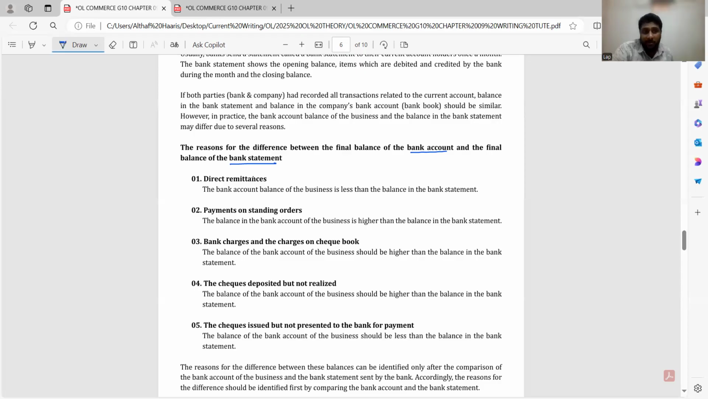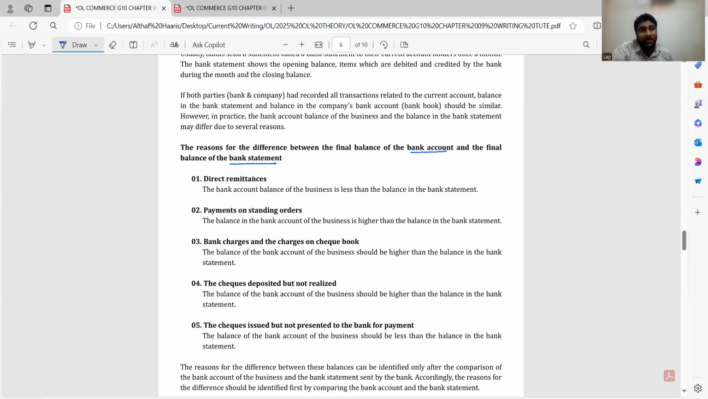And checkbook charges sometimes. I order a checkbook and I am not informing the accountant. I will go, take the checkbook and use it. The accountant doesn't know there is a checkbook I got. In the bank statement there is a checkbook charge of 2,000, but in my account it's not there. Then he should record that also, checkbook charges. So these kinds of reasons can lead to a difference.